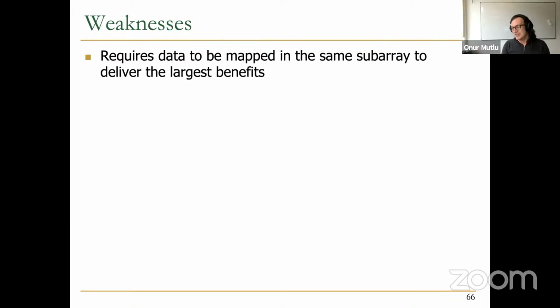So there are mechanism weaknesses as a result, meaning you may not be able to take advantage of it if your data is not mapped to the same subarray to deliver the largest benefits, right? Clearly, this is a weakness. You need to do something else in the system to take advantage of the best mechanism. Okay, I see a question over there. Please go ahead.